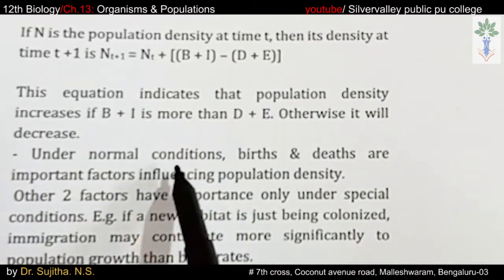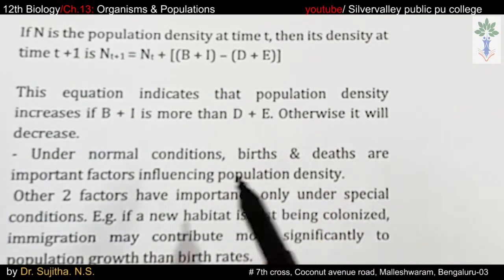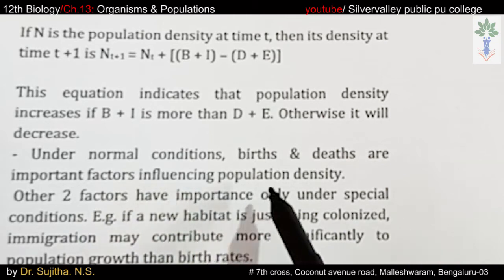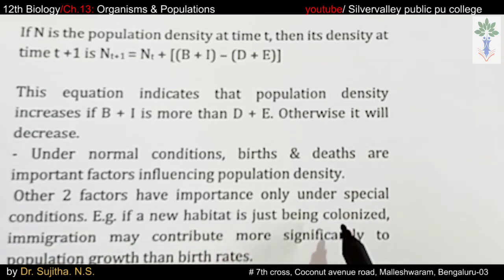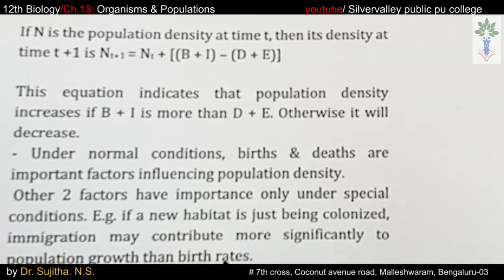So, under normal conditions, birth and death are two important factors which influence the population density. But there are two other factors under special conditions which influence the population density. The first one is if a new habitat has just been colonized. The second factor is if the emigration is more than the birth rate. With these two factors, the population density gets affected.